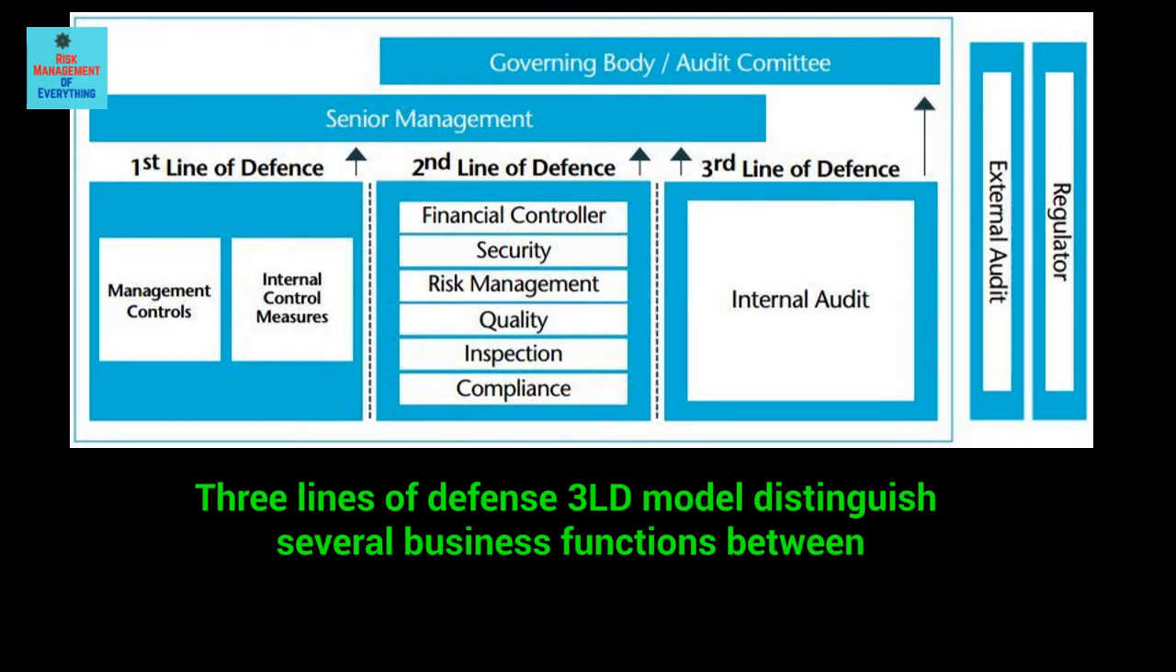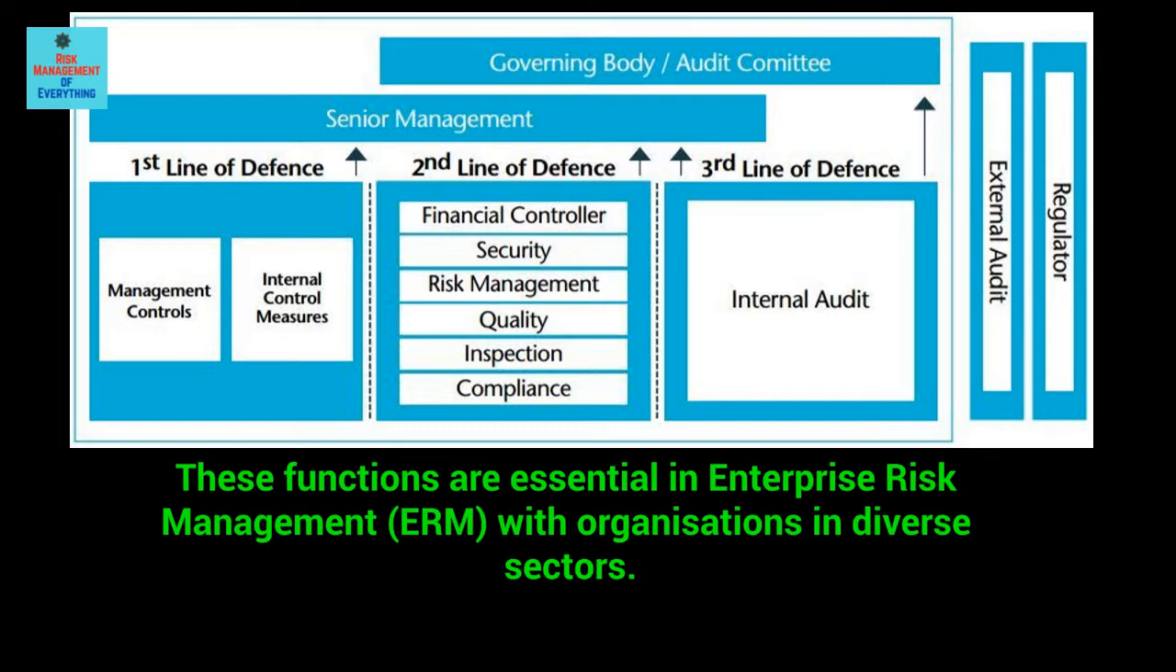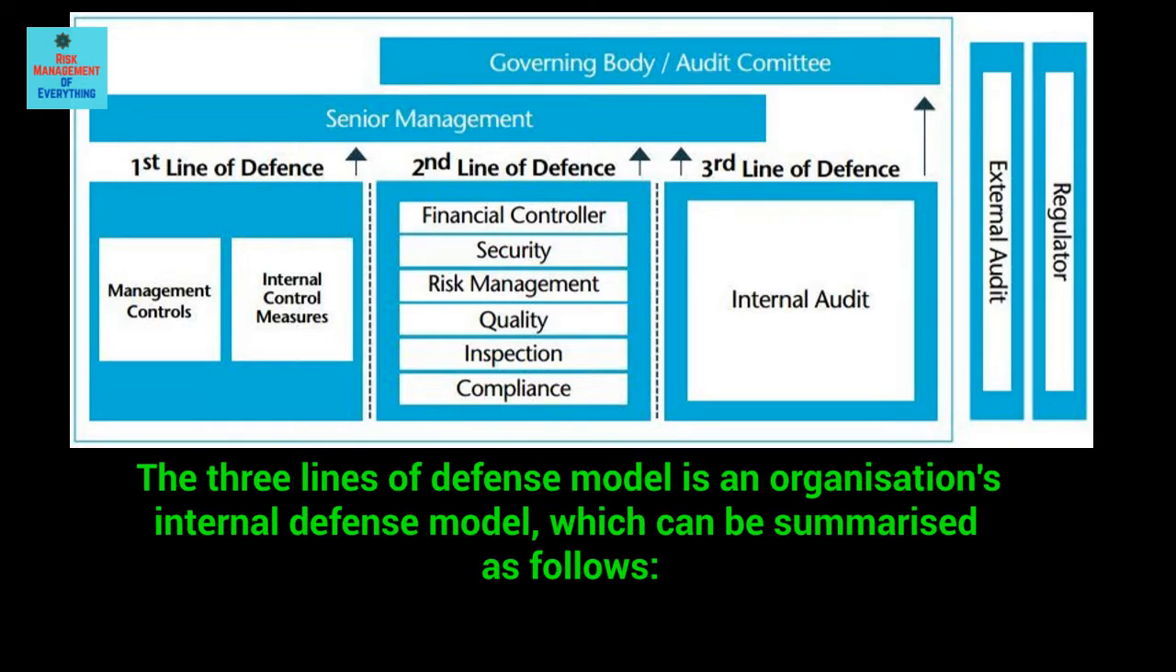The 3 Lines of Defense, 3LD, model distinguishes several business functions between risk owner and risk manager, the parts that deal with risk, and also between overseeing risks and the independent assurance. These functions are essential in enterprise risk management, ERM, with organizations in diverse sectors. The 3 Lines of Defense model is an organization's internal defense model, which can be summarized as follows.